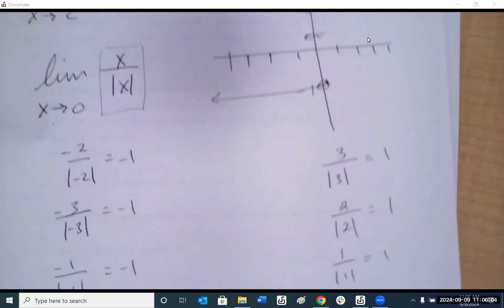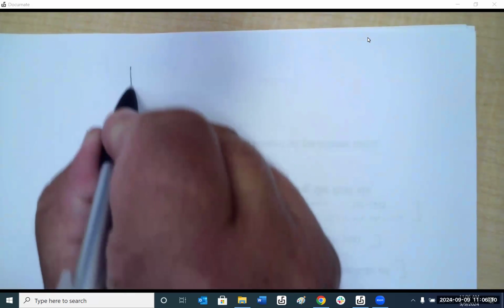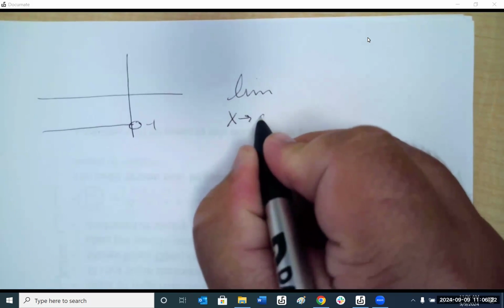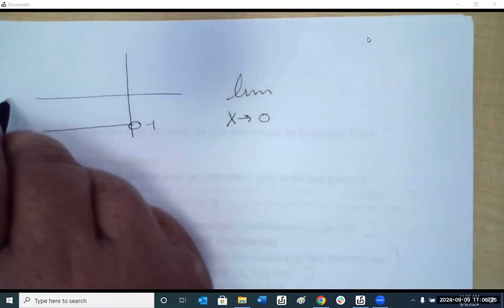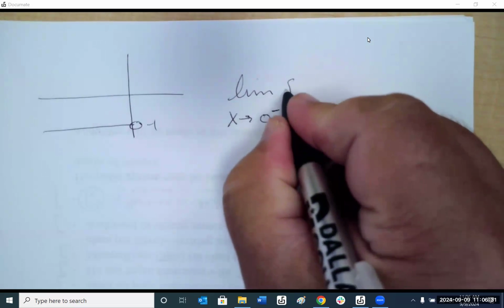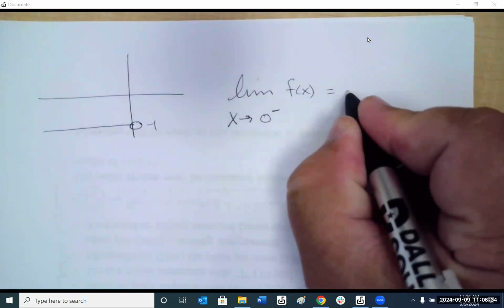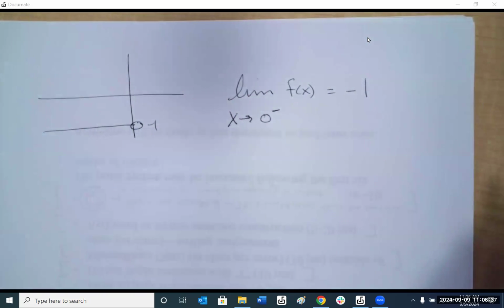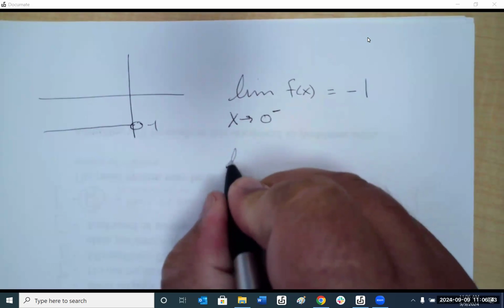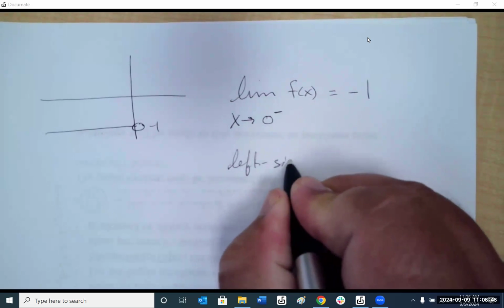So how do we represent that? Let's look at it from the left side. The limit as x approaches 0, since it's on the left-hand side, the negative side of our function. We saw that it approaches negative 1. That's the left-sided limit.